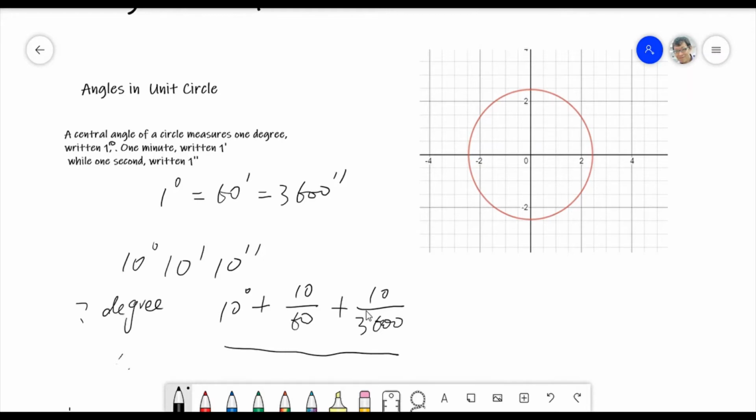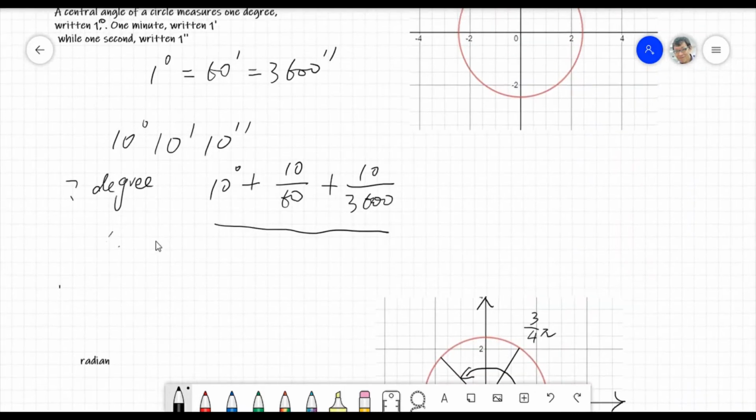Vice versa, if I ask you how many seconds it is, you will multiply degrees by 3600, and minutes will be multiplied by 60, right? So we will get it. This is the first concept.